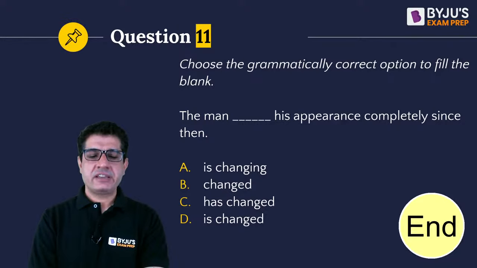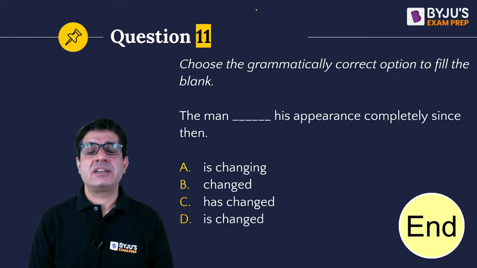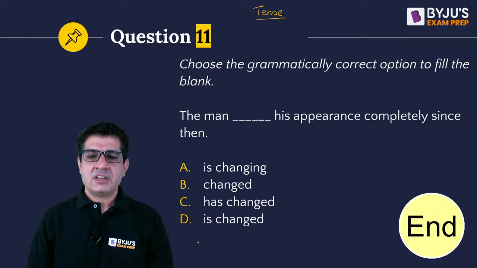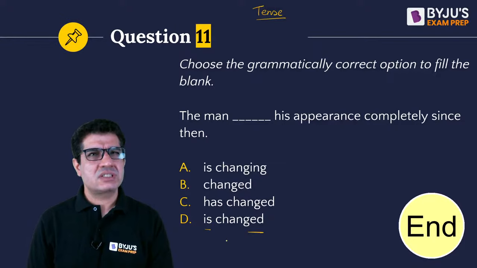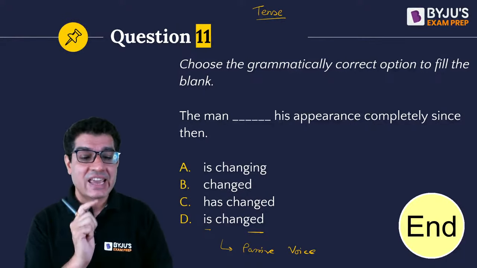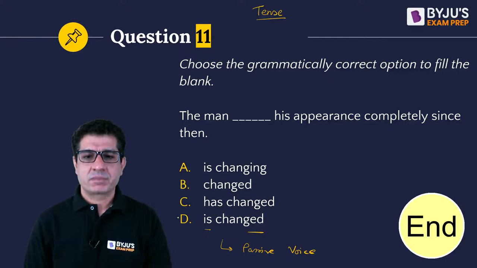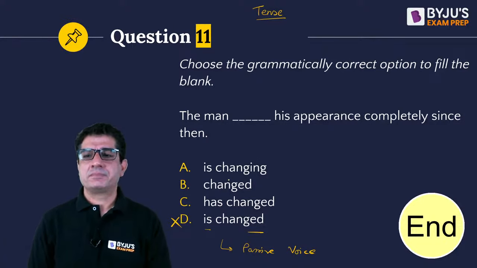So I have 5 answers. Okay, so let us quickly check. Now this question basically tests our understanding of tense. So if I look at D, "is changed." Do we use "is changed"? Yes, we use this structure, but in the passive voice. Whereas this is a sentence which is not in passive voice, it is in active voice. So let's just rule out D. That leaves you with A, B, and C.